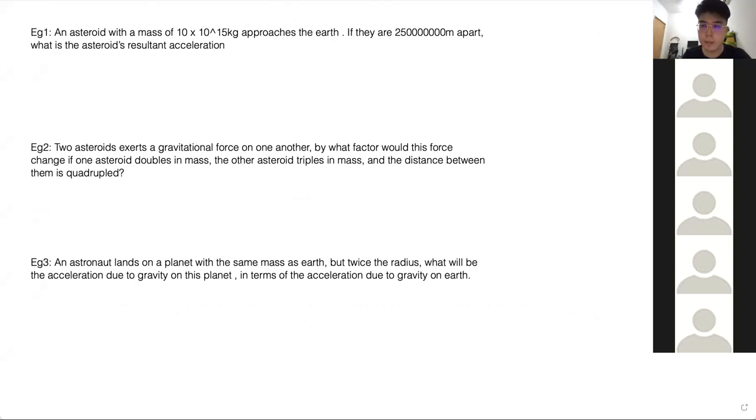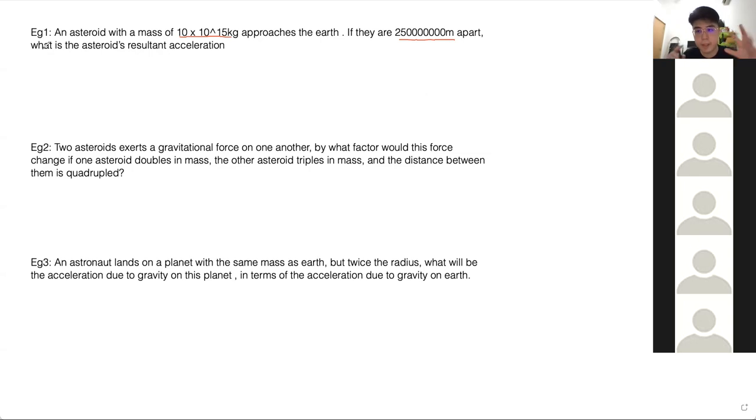Okay, let's look at the solution. Example number 1. An asteroid with a mass of this approaches the Earth if they are this much apart. What is the asteroid's resultant acceleration? Okay, so we want to find how fast the asteroid is moving towards the Earth. Okay, first, where do we start?